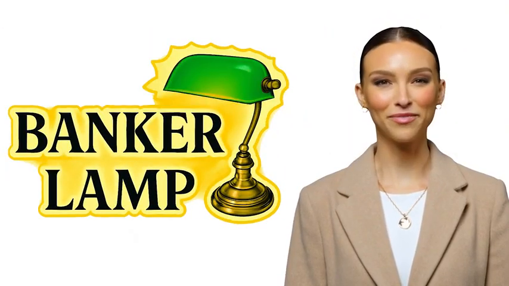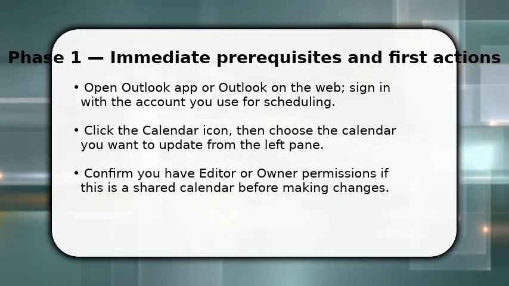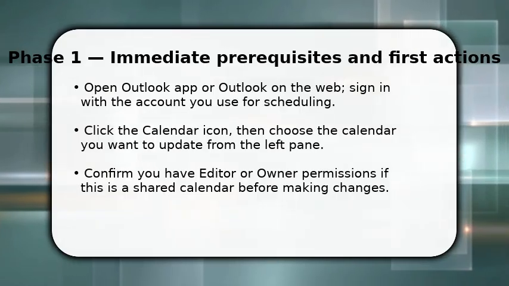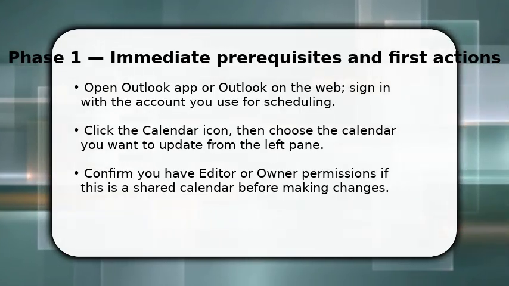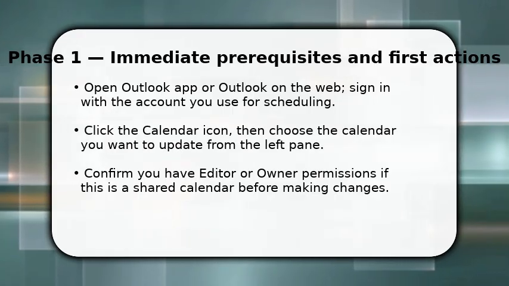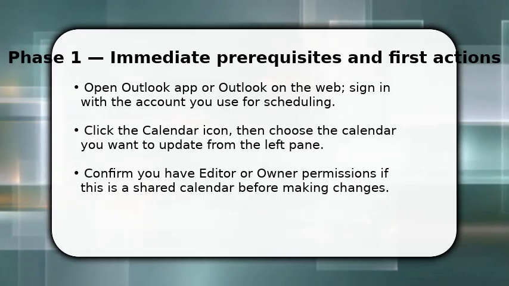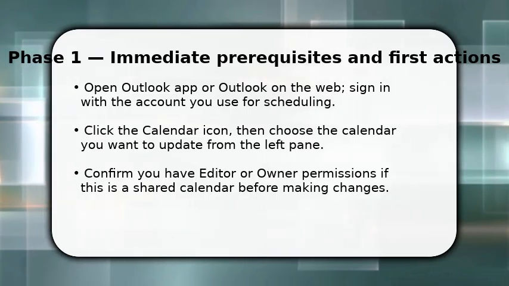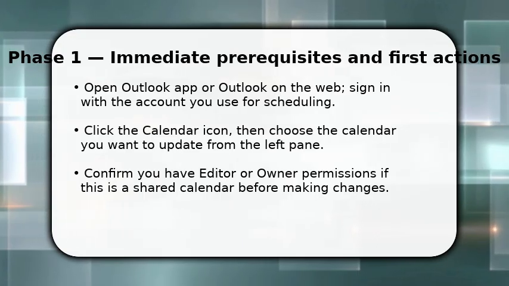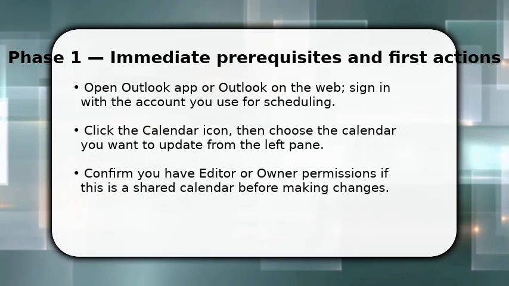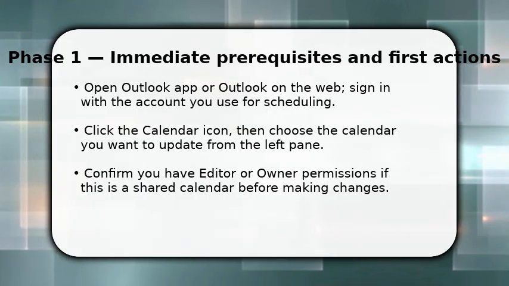Please enjoy the video. You'll begin by opening Outlook and going straight to Calendar. Once there, pick the specific calendar to update, personal, shared, or group. Make sure you're signed in with the account that controls or has editing rights, because without editor or owner permissions, you can't save changes. If the calendar isn't visible, expand folders or add the mailbox.